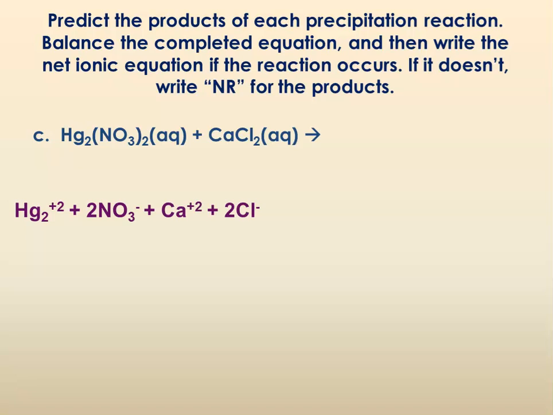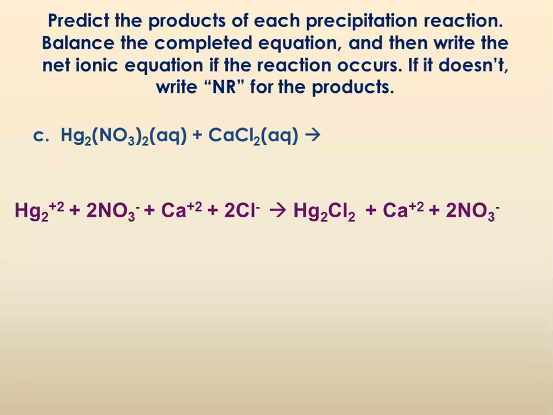And so now mercury 1 and calcium are going to switch partners. And I believe when we look at the rule for chlorides, we see that mercury is one of the exceptions, and so that particular compound will form a precipitate. We also see that with nitrates that they are always soluble, so calcium and nitrate are going to stay separated from one another.